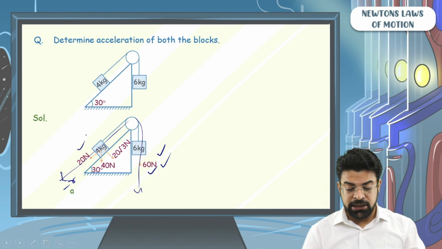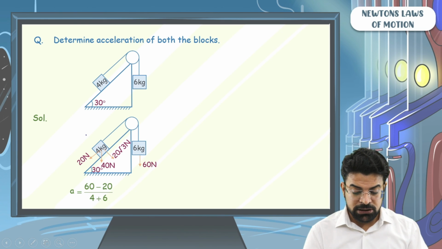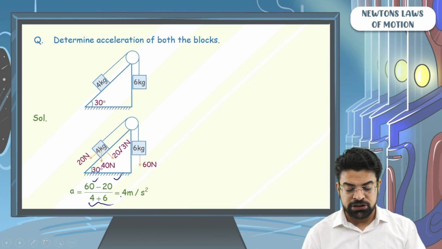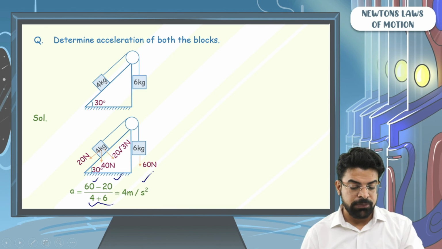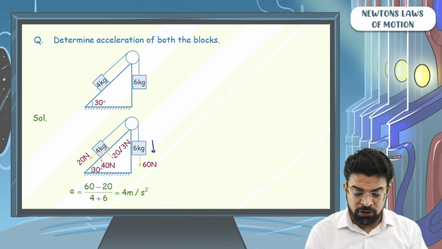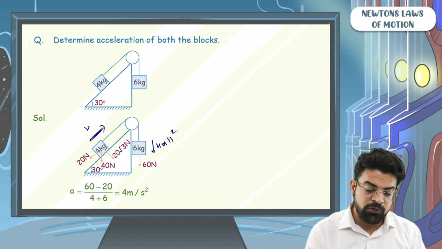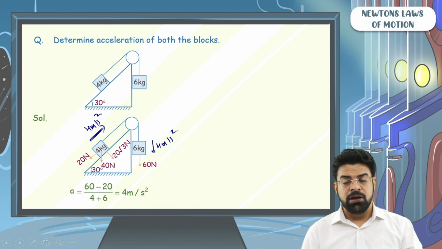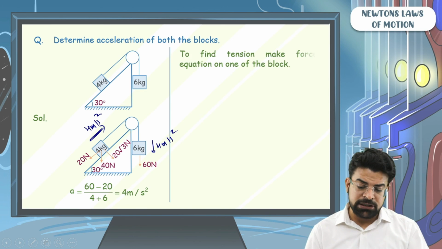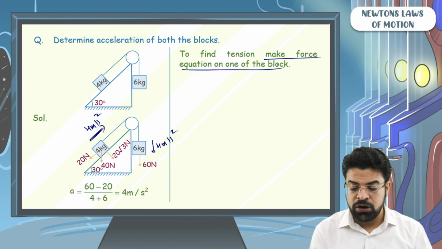So we can say that the acceleration comes out to be 60 minus 20 upon overall mass, which is 10. So the acceleration comes out to be 4 meter per second square. So this 6 kg block will have downward acceleration of 4 meter per second square, while this 4 kg block will have acceleration of 4 meter per second square up the incline. If they ask you, determine the tension, then to find tension, make force equation on any one of the blocks.